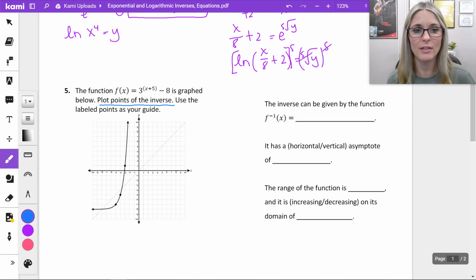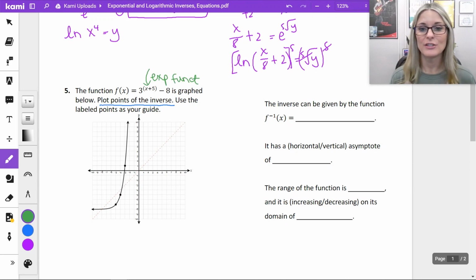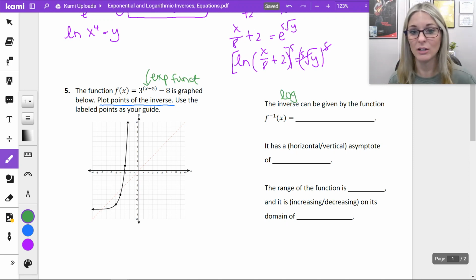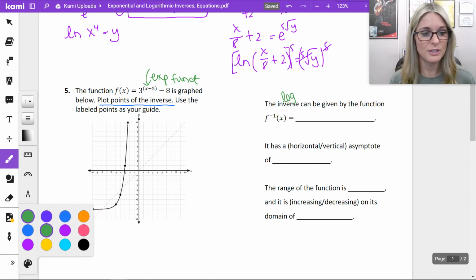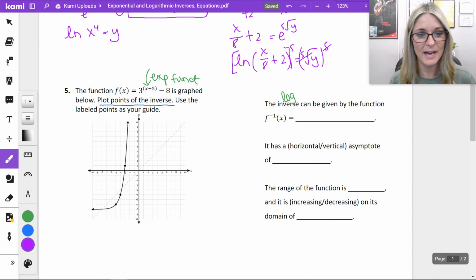So let's start with the fact that this is an exponential function. x is my exponent here. So our inverse is going to be a logarithm. Let's start by plotting our inverse. So let's just use the points that they gave us. So we had over here this -3, 1. My inverse, the x and y get switched, right? So we're just going to plot 1, -3.